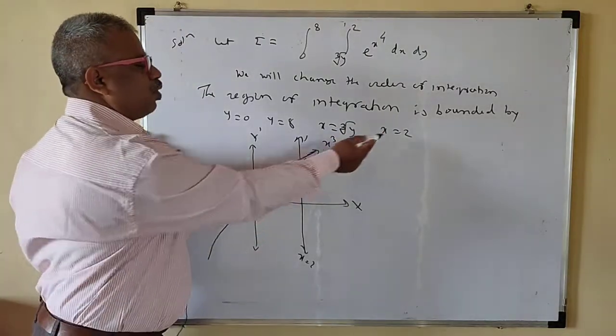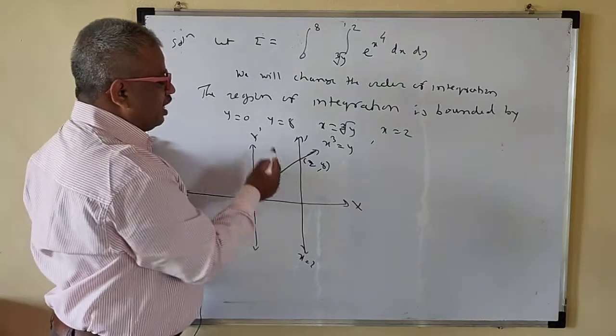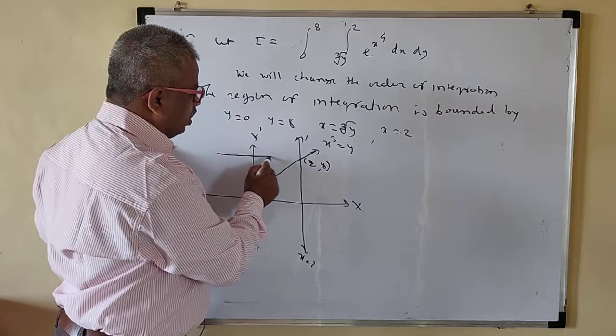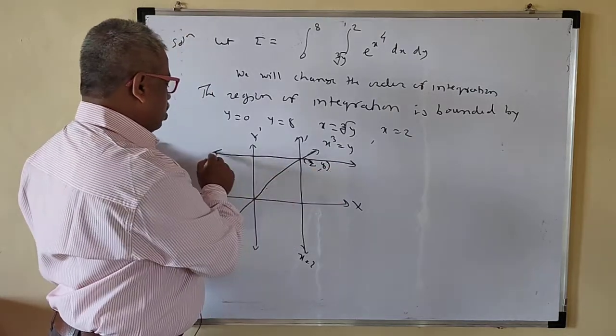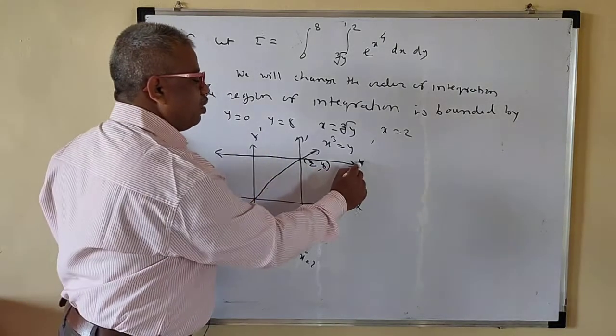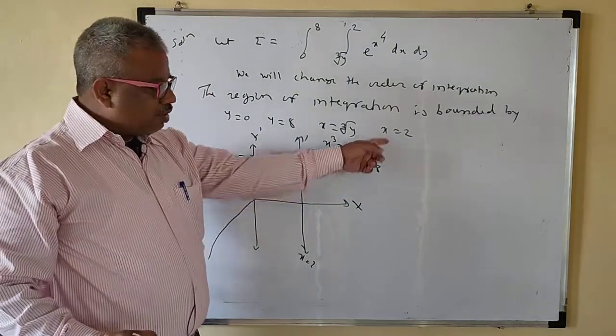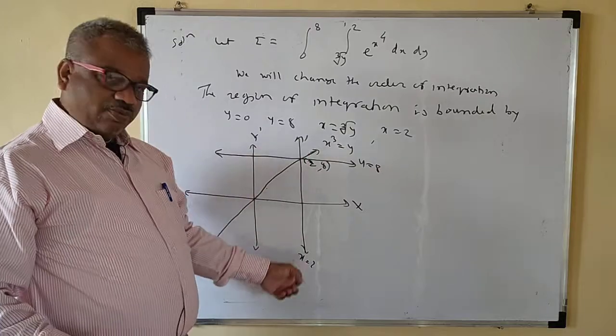So we have to plot first x is equal to 2. Now y is equal to 8, that means the line y is equal to 8 is passing through this point. So if you draw the line y is equal to 8 first, then find the point of intersection, your x will be 2. Then you have to draw the line x is equal to 2. Your line will be like this.